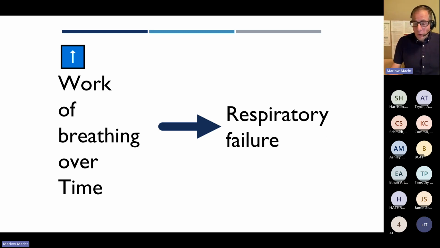And yes, pulse ox matters and end-tidal CO2 matters, but you can manage a patient with respiratory distress without having those adjuncts just by looking at the work of breathing. The adjuncts are just that, they're adjuncts.